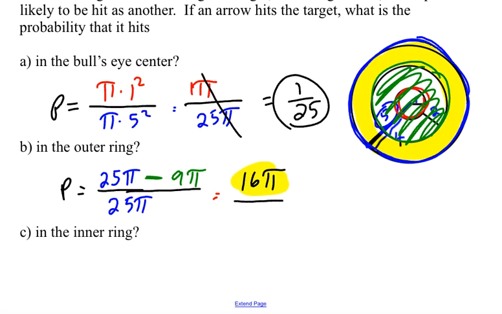So I've got 16 pi over my 25 pi. Pi's cancel, giving me 16 over 25. I can't reduce that. You can't take the square root of the top and bottom in a fraction. Everybody tries it. You have to divide by the same number, so we're going to leave it right there.